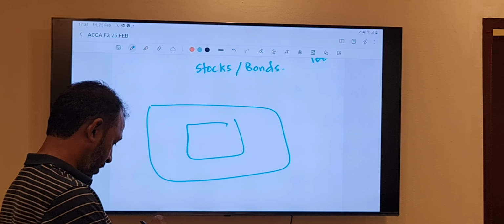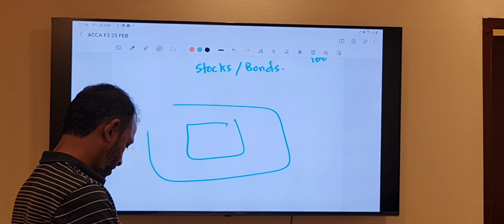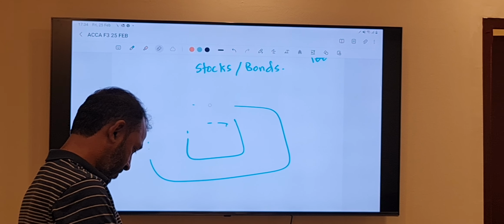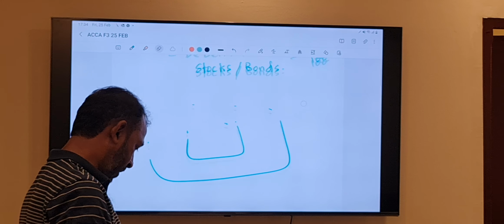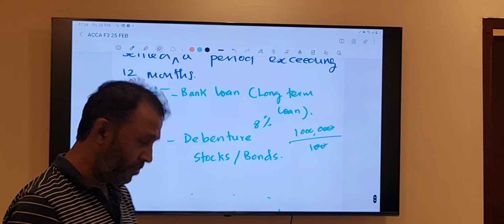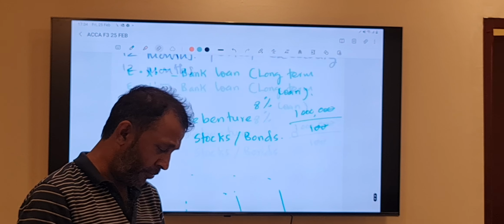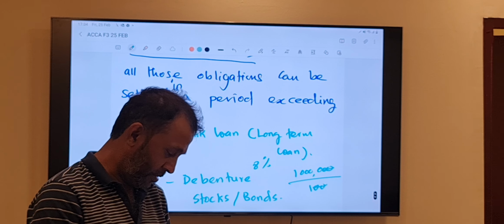Now we have written all the examples for non-current liabilities, and then what about current? We will define current liabilities now.